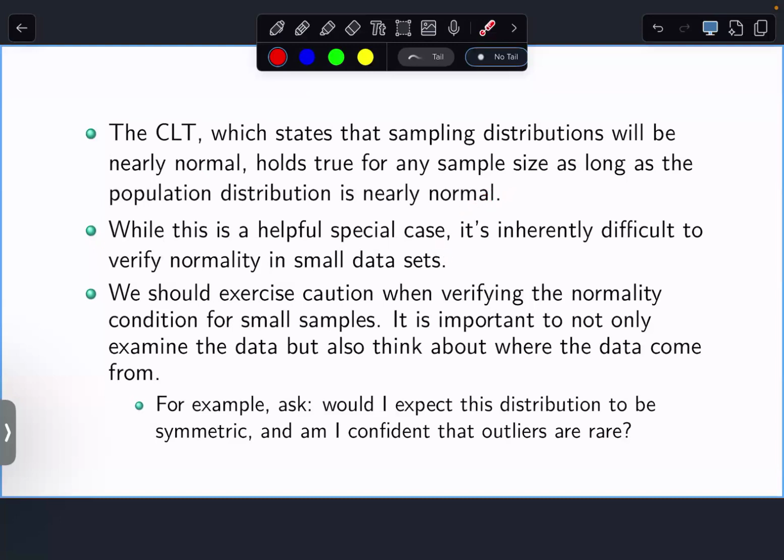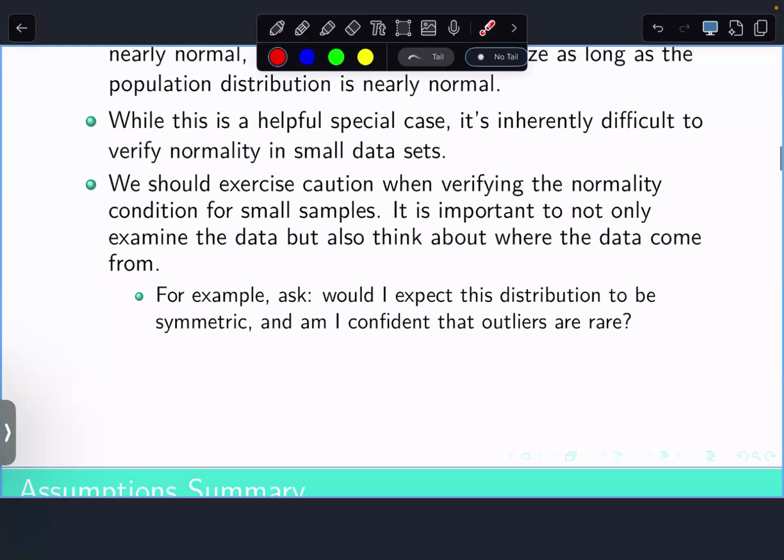And so if you're dealing with a small sample, then you want to think about, okay, do I expect this distribution to be at least symmetric, maybe unimodal and symmetric? You don't expect there to be a ton of outliers. You expect things to be centered on some number and more common around that number, and then kind of decrease in popularity as you move further out.